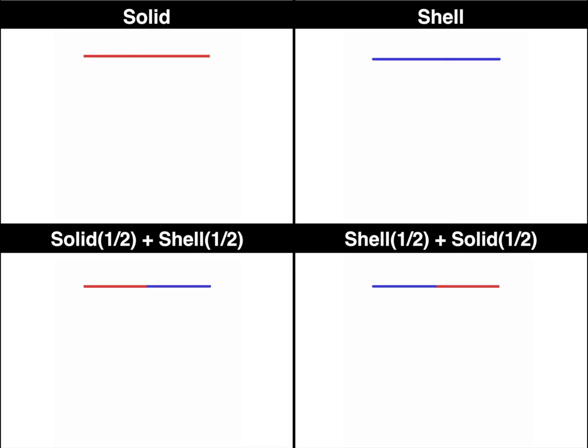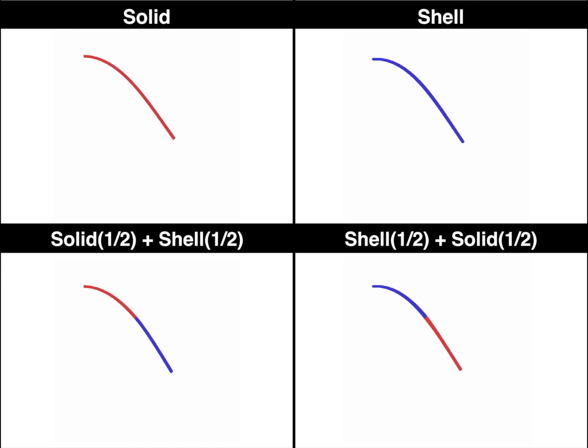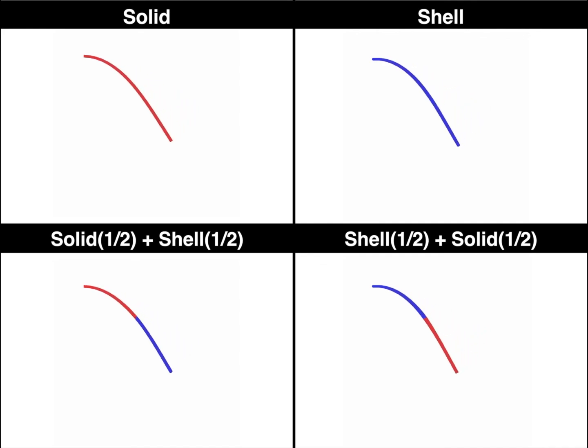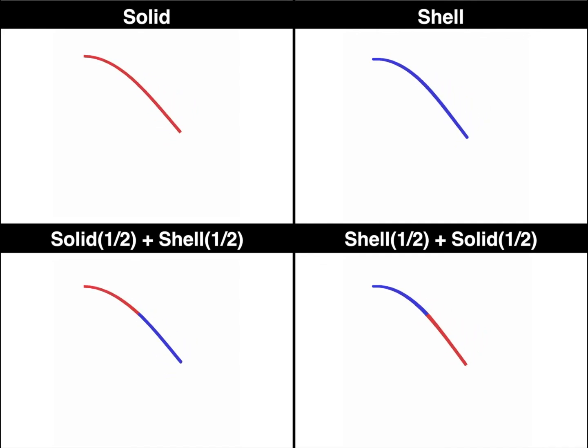Finally, we demonstrate using our method with a stiff connection to form a smooth blend between a shell and a solid. We show 4 simulations comparing a pure solid object, its pure shell counterpart, and the same shape discretized as half solid and half shell in 2 different orders.